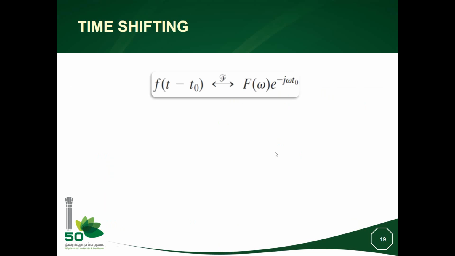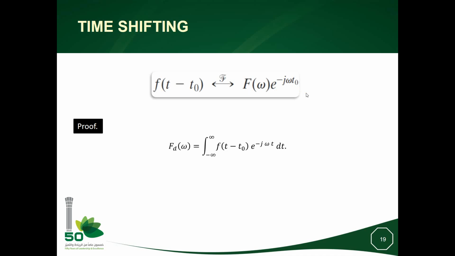The time shifting or time delay property of the Fourier transform means that if f(t) has F(omega) as a Fourier transform, how about f(t minus t0)? It means I will do a delay in time and I will express the Fourier transform of this function in terms of the Fourier transform of f(t). This is what we will prove: the Fourier transform of a delayed function results in a multiplication by an exponential function in the frequency domain.